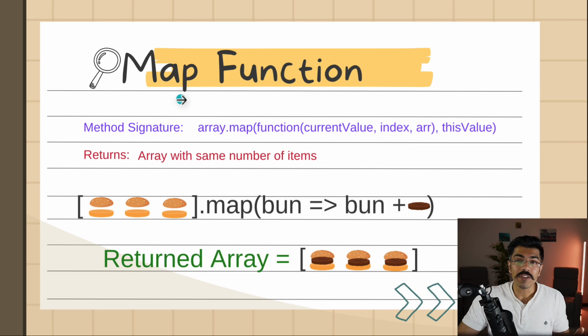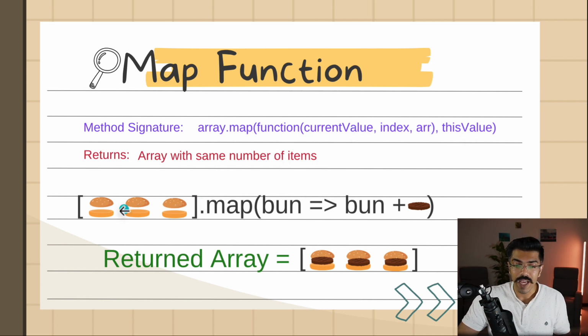So the map function is basically used when you want to be iterating over all of the values and you want to be taking some action on every single value. One of the important points to note for the map function is it always returns the same number of items in the array format. So the method signature looks something like this. So you have the main array, then you use the dot map function, and within this it passes a callback function. So in the callback you have three arguments. You have the current value in the array, the index of the array, and the main array itself. And you also have an optional this value that can be passed.